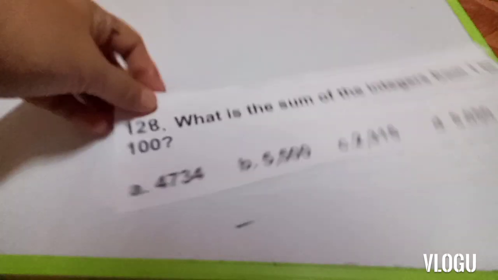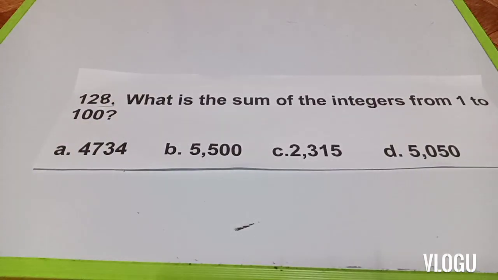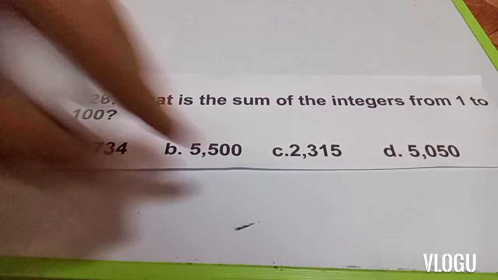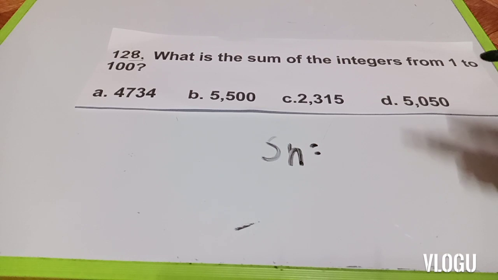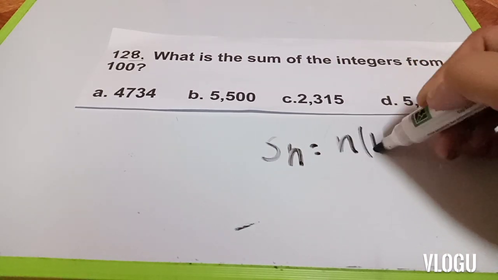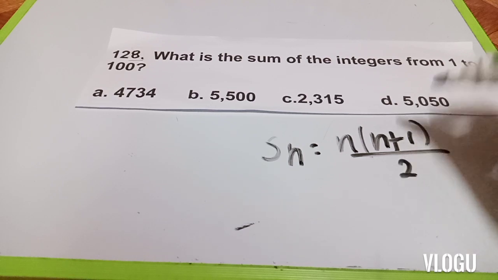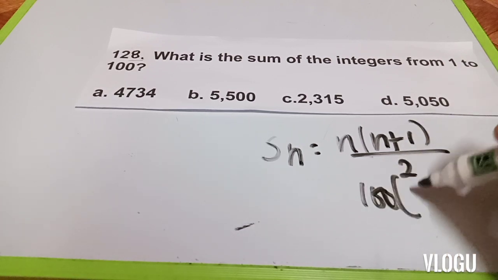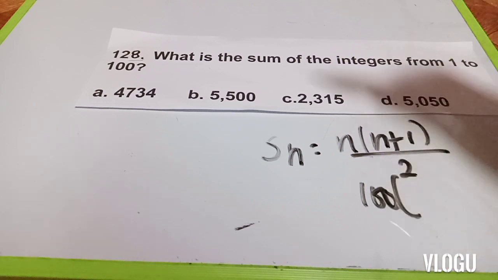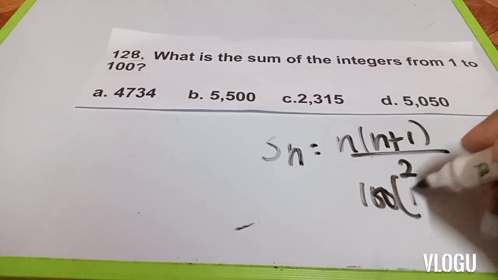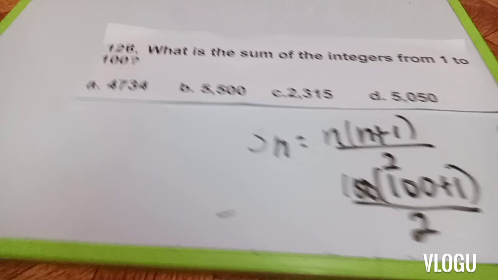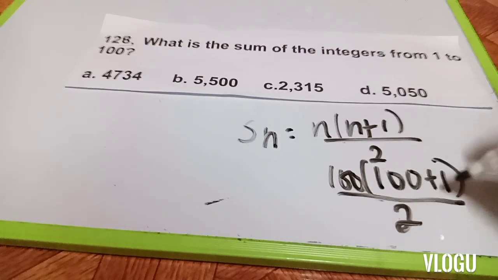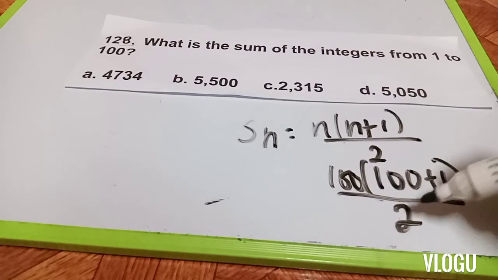128. What is the sum of integers 1 to 100? We note that the summation for an arithmetic sequence is n times n plus 1 divided by 2. So 100 automatically is our n. And then 100 plus 1 divided by 2. So automatically, this will become 100 times 101 divided by 2.